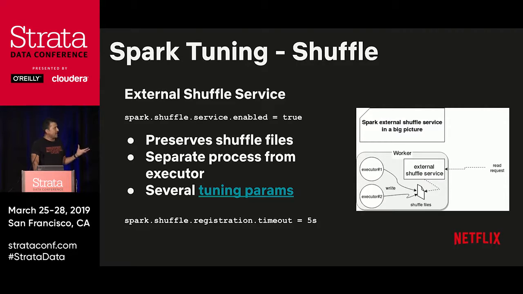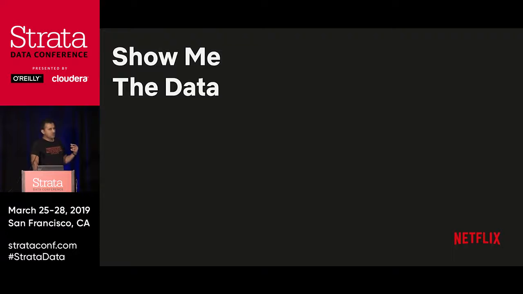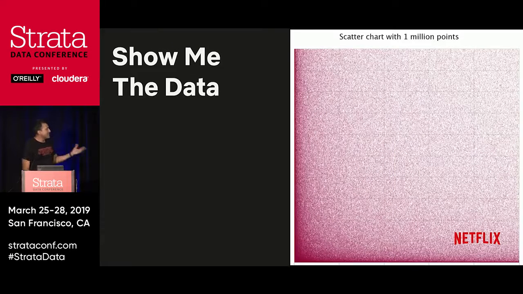So now we have all this data, right? What do we do with it? Show me the data, right? You've built all this data. So this is a scatter chart of 1 million points across 2 dimensions.